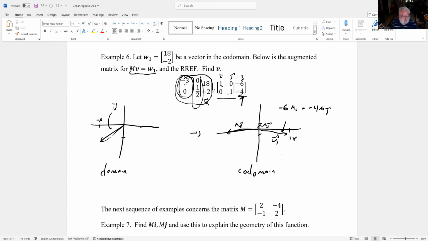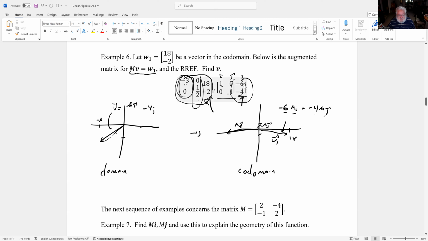And sure enough, if I take this vector, its x component is minus 6. If I flip that over the y-axis, that makes it 6, and then stretch it out, that gives me a component of 18. Its y component is minus 4. If I shrink that in half, which is what the function does to the y component, it actually brings you to minus 2. So these two numbers, you can think of this in a couple of different ways. One is it's the vector minus 6i minus 4j in the domain that gets turned into the vector minus 6mi plus minus 4mj, and that's the vector 18 minus 2.